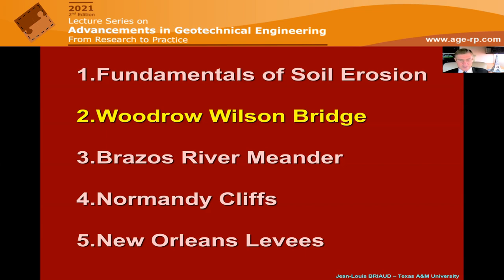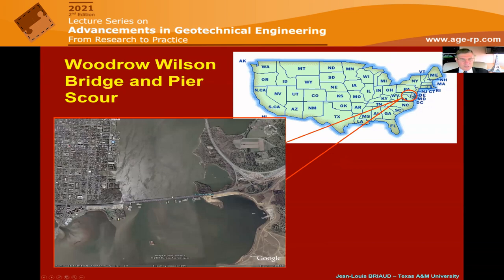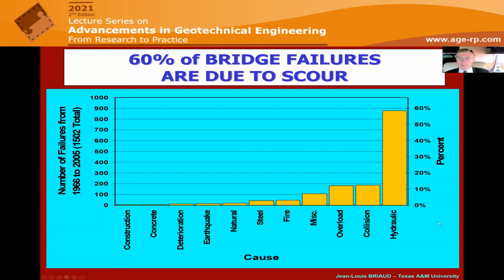So let's talk about the Woodrow Wilson Bridge. So we're going to Washington, DC. This is the old bridge right here, view. So we're in Washington, DC. And the first thing that I want to tell you is that bridge scour, erosion of soil around bridge supports, is the number one killer of bridges. 60% of all bridge failures are due to scour. These are statistics in the United States. So it's a big issue for bridges over rivers.